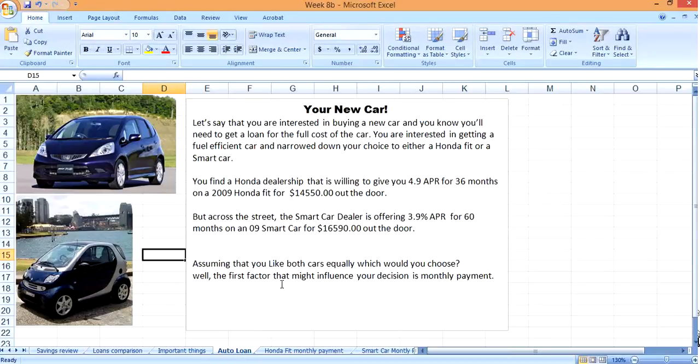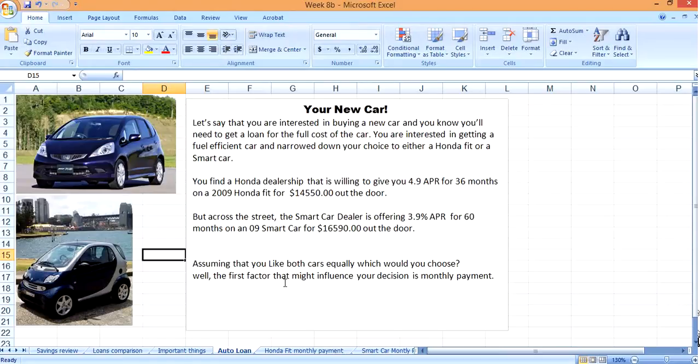So we'll say, for the sake of argument, that you're buying a brand new car, and by a brand new car, I mean a 2009 car, because that's when I created these slides. You know you're going to need to get a loan for the cost. And you have these two options. You have a Honda Fit that is 4.9% APR for 36 months on a brand new 2009 Honda Fit for $14,550 out the door. And when I say out the door, that means that's the amount of the loan that you're going to need. When you actually buy a car, it's slightly more complicated. There's taxes and title and license and origination fees and this, that, and the other. But for this, we're going to simplify and just say $14,550 out the door. That's the loan you're going to need.